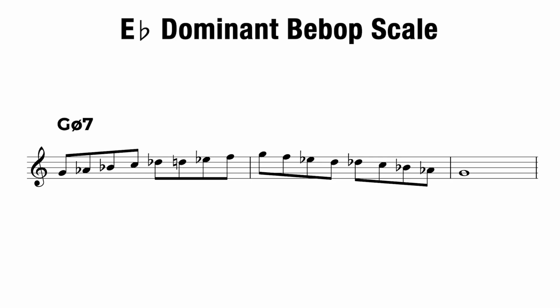Starting the scale from the root of our G half diminished chord, the E flat dominant bebop scale will have your downbeats expressing the root, flat 3rd, flat 5th, and flat 6th. These are all important notes to express for this chord, as the avoid tone in this chord is the flat 9th. Thankfully this scale avoids this on the downbeats.